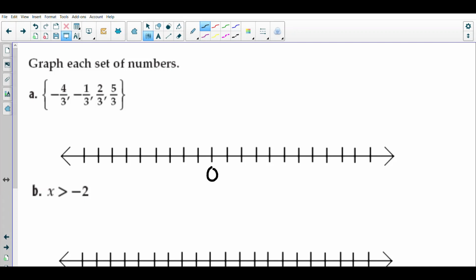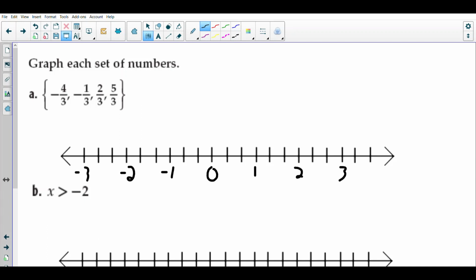Now if we notice we want to graph negative 4/3, negative 1/3, 2/3, 5/3, these are by thirds. So I'm going to go by threes and make a negative 1, 1, 2, 3, negative 2, negative 3, and I'm going to make sure I can get my thirds in there. That way I know what I'm getting.